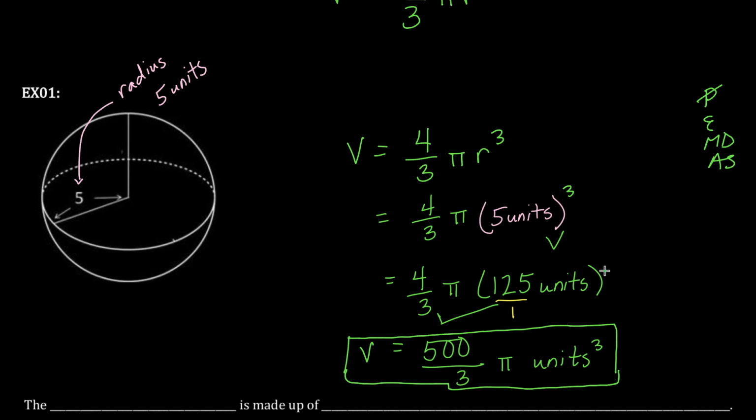And I'm going to write an estimate. So I'm going to use 3.14. So pi is approximately 3.14. You can use the pi button if you want. I'm just going to use 3.14. And so I get 500 over 3 times 3.14 is 523.